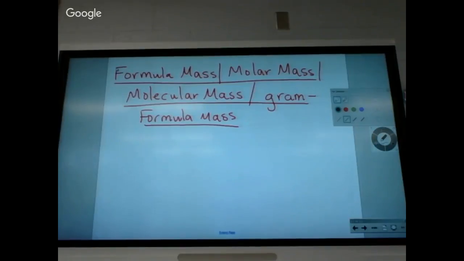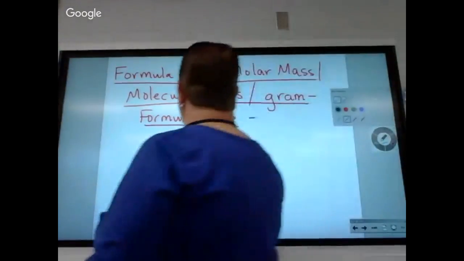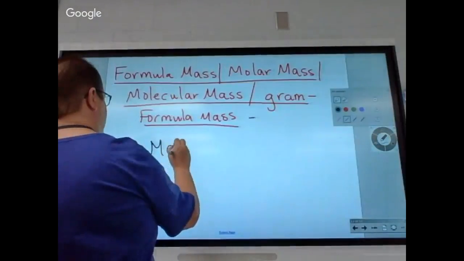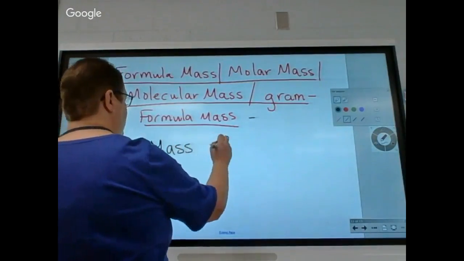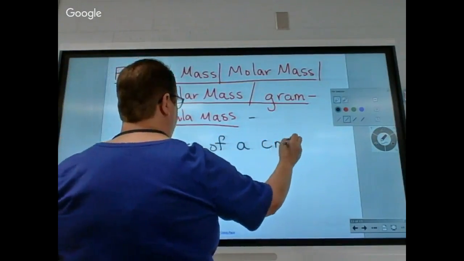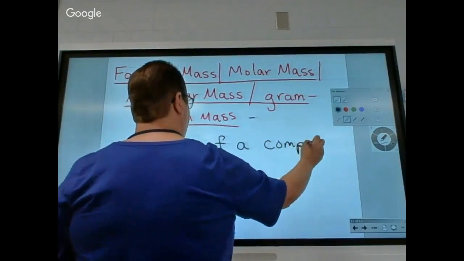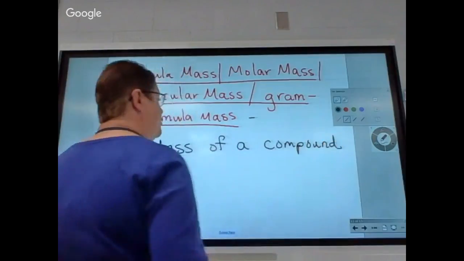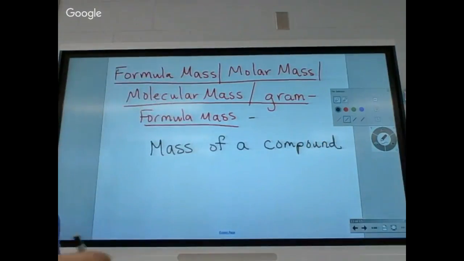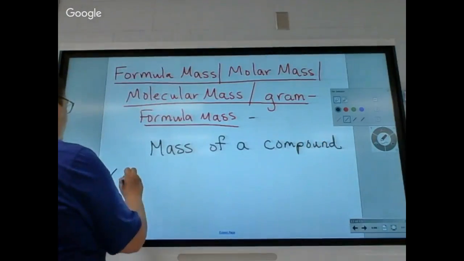Some will call it formula mass if it's an ionic compound. Some will call it molecular mass if it's a covalent compound. I've even seen it called gram formula mass. So, what are all these different names? These are the mass of a compound. Whoops, let me write it out. Now, last week, we could only find atomic mass, right?